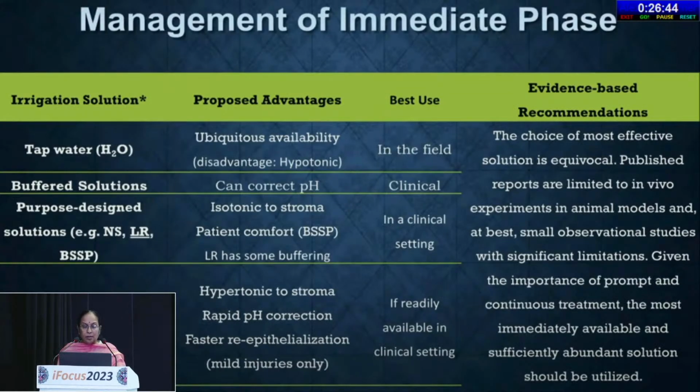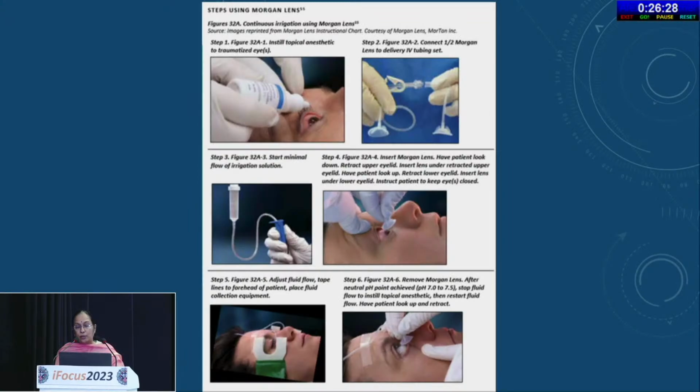And the irrigation solution, like we said, tap water, ubiquitous availability in the field, it is cost effective. Buffer solution can correct the pH, but can cause a little bit of hyperthermia. And normal saline and BSS can give more patient comfort. Diphotherine is hypertonic, higher hyperosmolarity, and if readily available, is one of the better solutions. You have something called a Morgan lens.